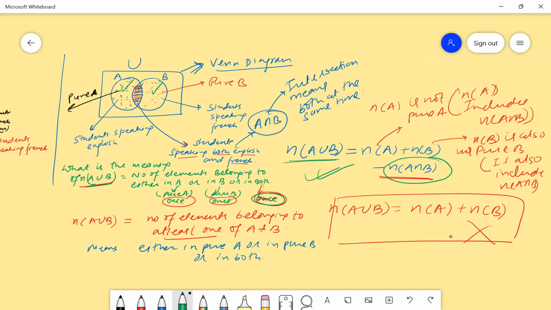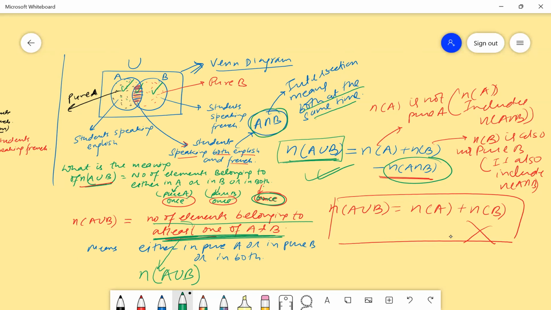And what is the mathematical meaning of N(A union B)? Elements belonging either to A or to B or to both, which can be pronounced as the number of elements belonging to at least one of A and B. So whenever you get the words at least one of A and B, you should understand it is A union B, the number of elements in A union B. And whenever you get the words both at the same time, A and B, then it is A intersection B. So I hope you understand this N(A union B) thing.